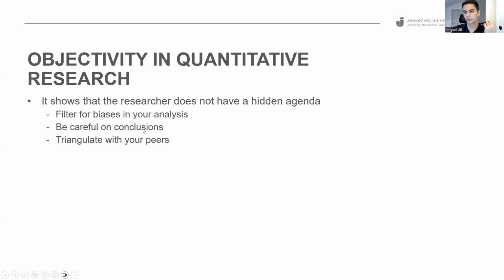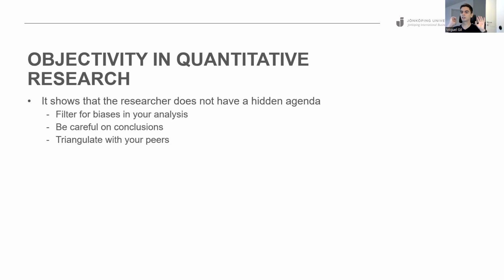So be careful, filter for biases in your analysis, be careful in your conclusions, and also triangulate with peers to make sure that you are not pushing an agenda, that you are not pushing your biases in there. It is even more obvious that it's quantitative, so it has to be objective, so it's even more important. And at the same time, it's also impossible, because we're humans, to not have some degree of bias. So the suggestion is to try. It will be extremely difficult to be completely unbiased, completely objective. That's almost impossible. We're humans.